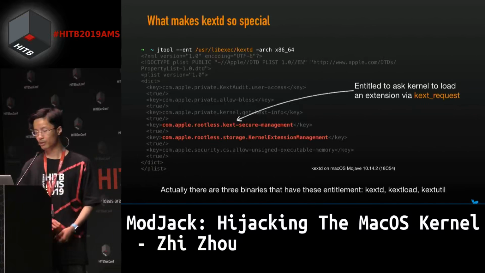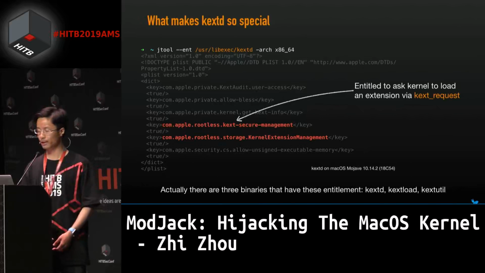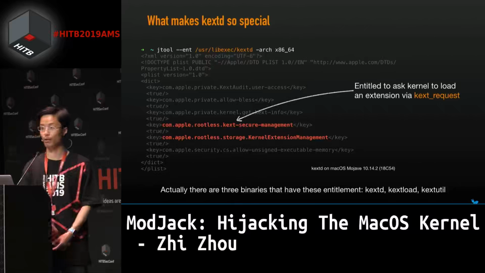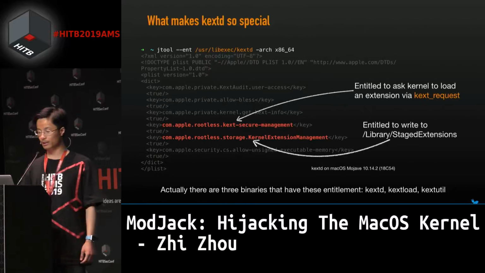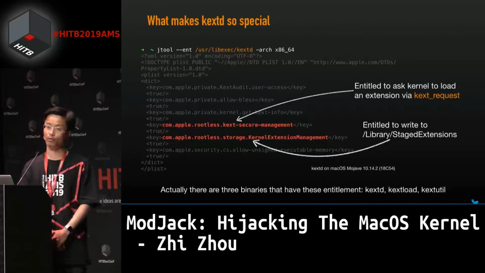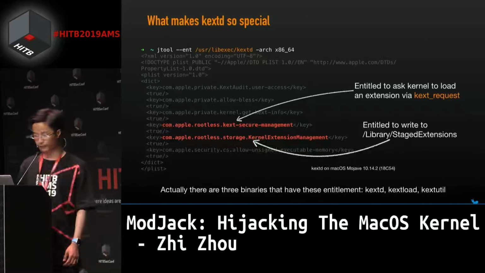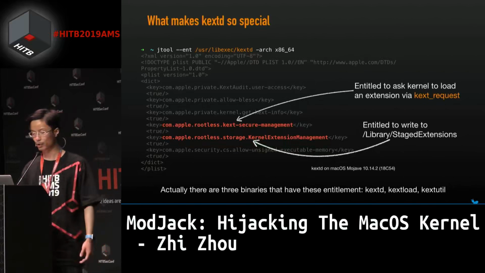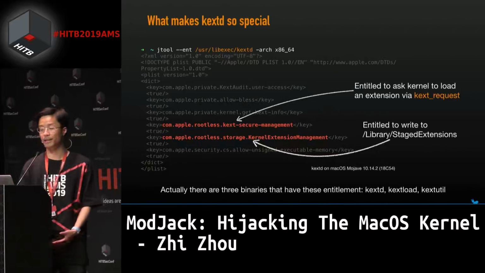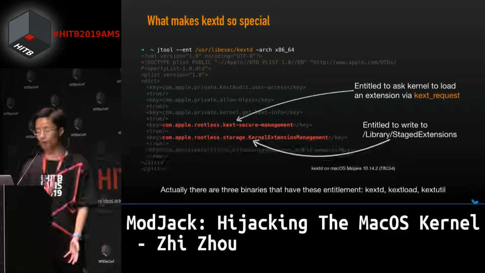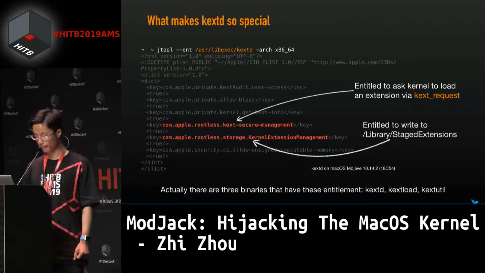This entitlement is the privilege to ask the kernel to load an extension via the KextRequest function. The second one is SIP related. It allows this executable to have write access to a specific location, Library/StagedExtensions. And actually, there are three binaries that have this entitlement, not just the KXD, but also kextload and kextutil. They also have these entitlements.